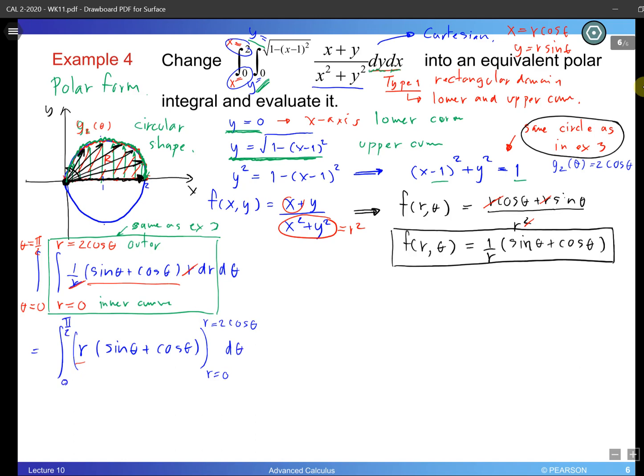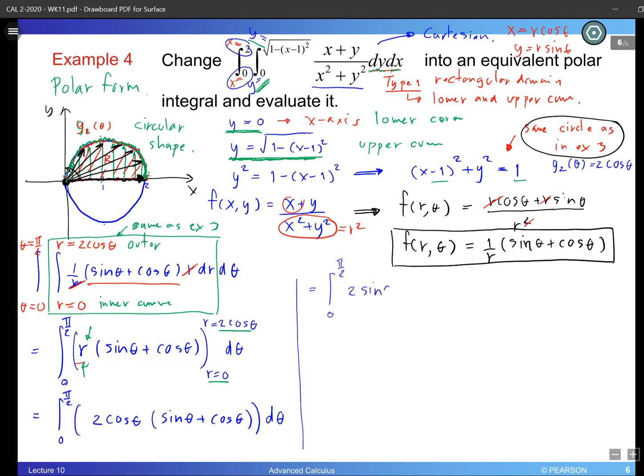Okay, so this has to go in here. This is going to be equal to the integral from 0 to pi over 2, and r equal to 2 cosine theta goes in. We have 2 cosine theta times this whole term, sine theta plus cosine theta. Now the 0 goes in, everything is going to go to 0, so we don't need to worry about that term. And we are supposed to integrate this with respect to theta, from theta equal to 0 to pi over 2. Inside we have 2 sine theta times cosine theta plus 2 cosine theta squared.